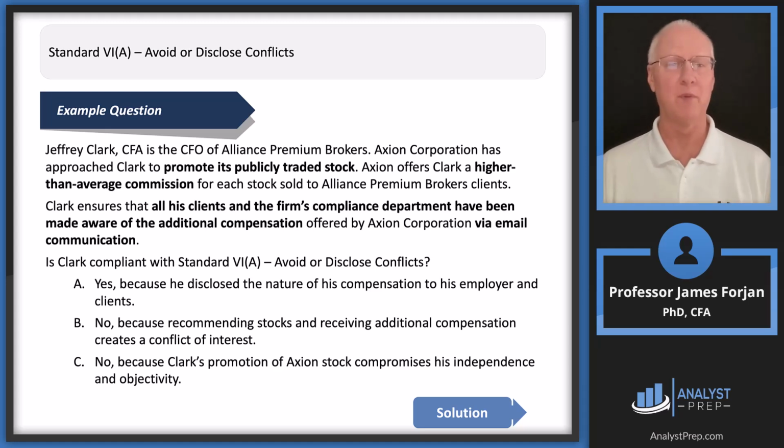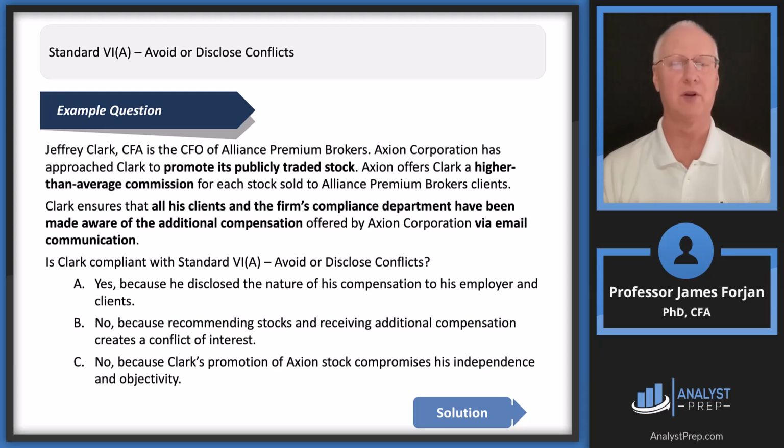We all want to be the LeBron James of the financial services industry. Of course, if we're LeBron and we play for, how long has he played? 20 years, 22 years by now, however long it is. We want to be compensated. So this is not a bad thing. Ensures all his clients and the firm's compliance department. That sounds good. We like that so far.